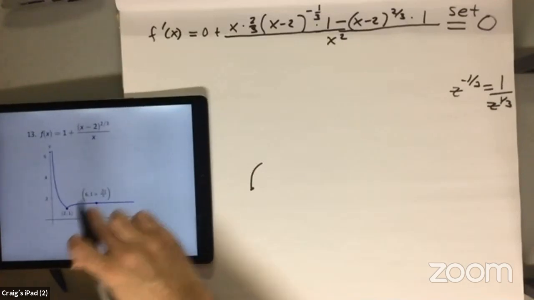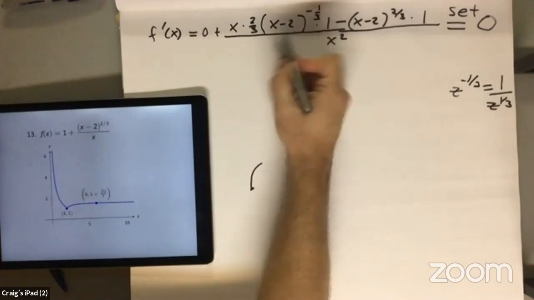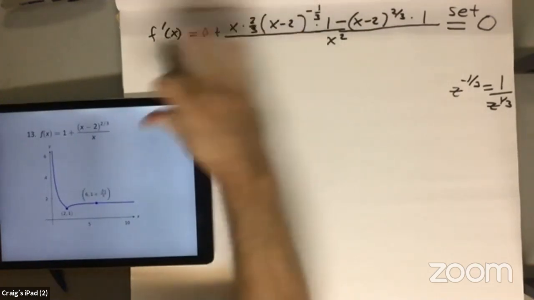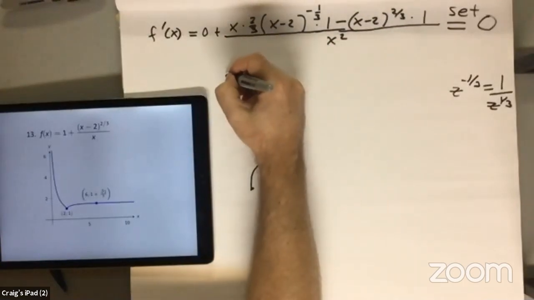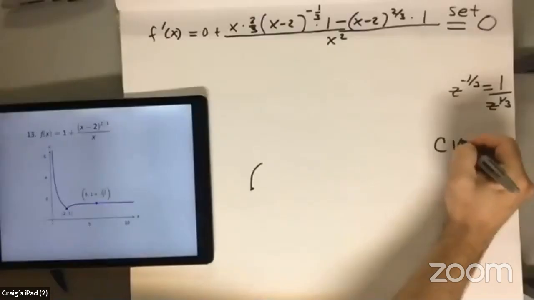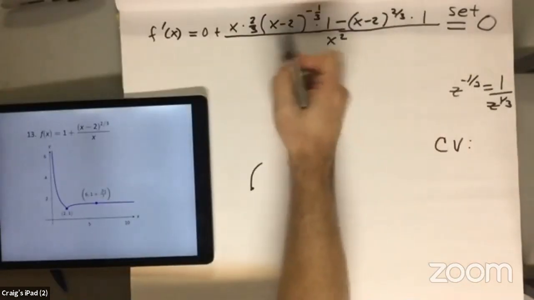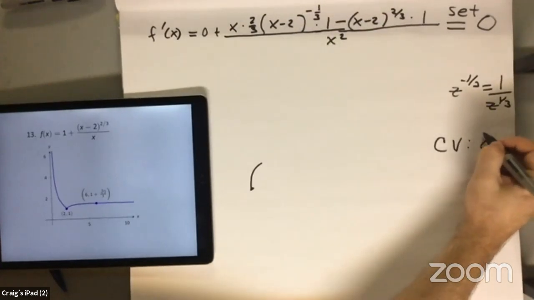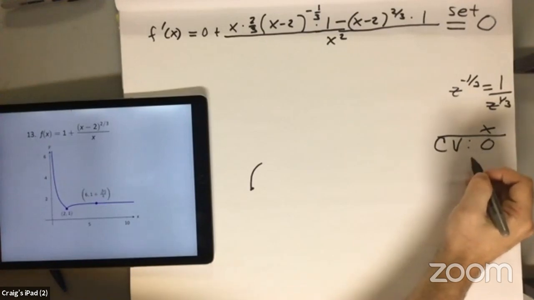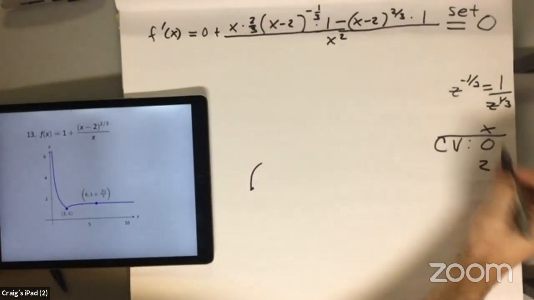Okay, so we're back to trying to find out whether or not this spot is a problem. But that is one of the issues, by the way. When we're doing this problem, you set it equal to 0 and you find the critical values. We have a critical value where the derivative doesn't exist. So 0 is one of the critical values. Another place where it doesn't exist is at 2, where x equals 2.